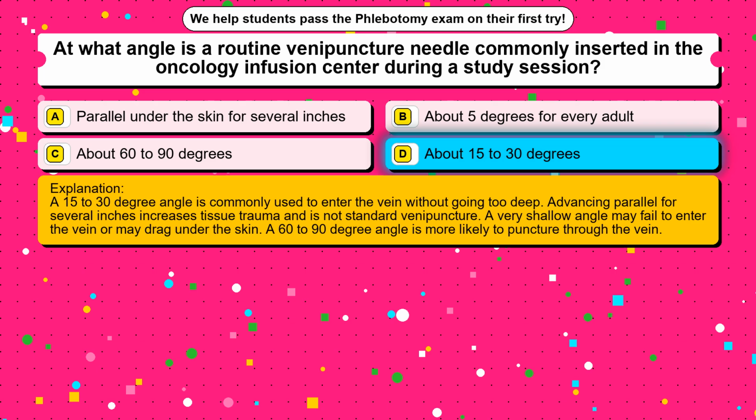A 15 to 30 degree angle is commonly used to enter the vein without going too deep. Advancing parallel for several inches increases tissue trauma and is not standard venipuncture. A very shallow angle may fail to enter the vein or may drag under the skin. A 60 to 90 degree angle is more likely to puncture through the vein.